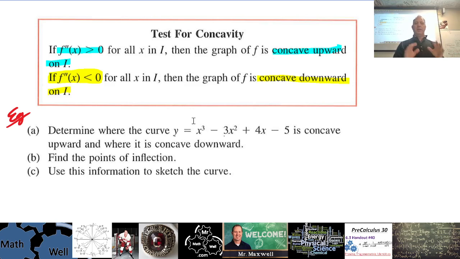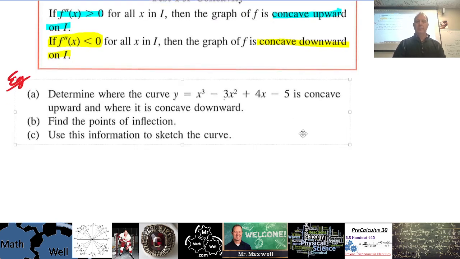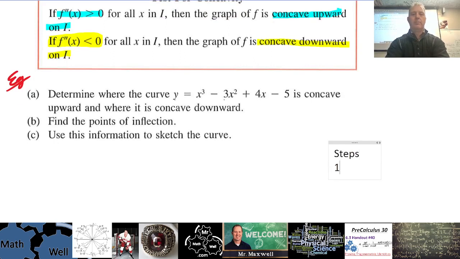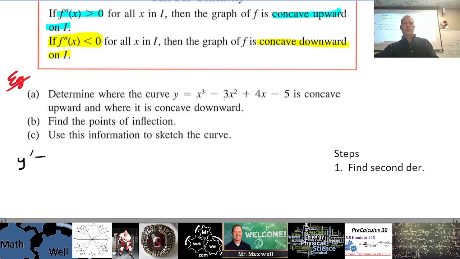What we're trying to find here is just on what intervals this graph is concave up and on what intervals it is concave down. So we need to examine the second derivative. For A, let's write some steps here. Steps: find the second derivative. That's pretty basic. As we know, we need to go through the first derivative to get the second derivative.